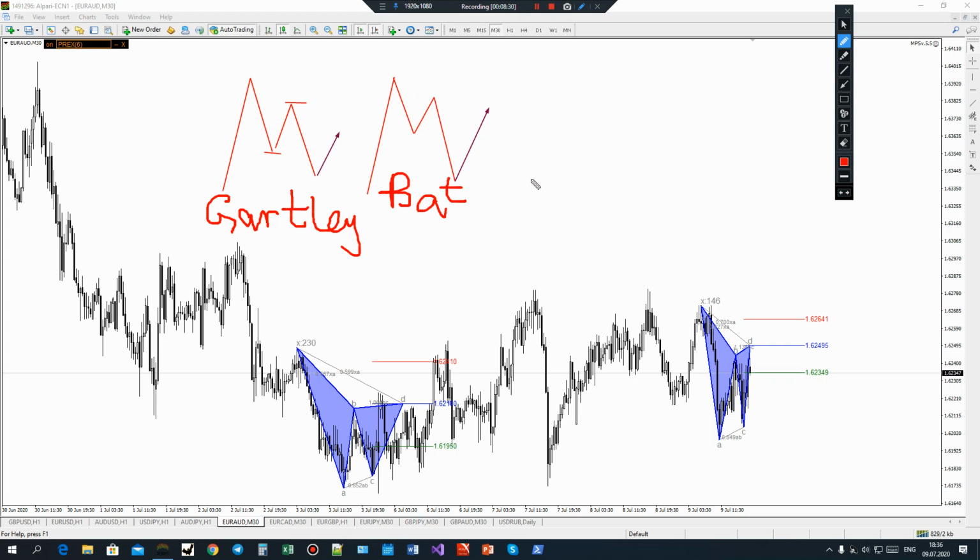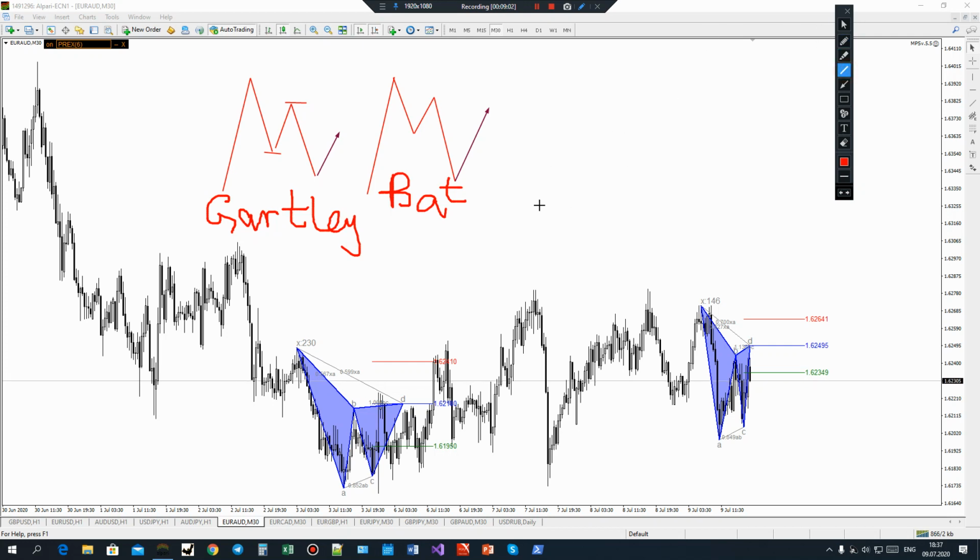What is remarkable about this pattern is that the guy who, in quotes, created that pattern, it is impossible to create a pattern. Patterns exist always. Let's say he discovered that pattern. He registered intellectual property for that. So if you teach this pattern to somebody, you should pay him. His name is Mr. Scott Carney.